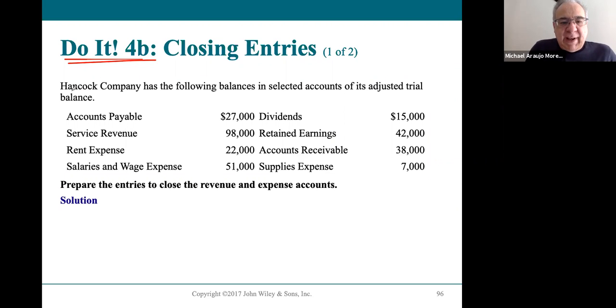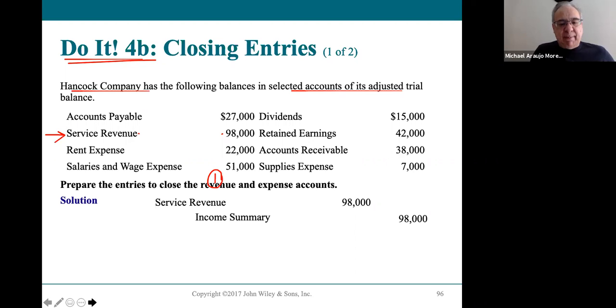So you have a company called Hancock, and they have some selected accounts on its adjusted trial balance here. And they want you to prepare the entries to close revenue. So the very first thing we want to do is close our revenue account. So we have to pick out our revenue account on this list. Service revenue is it. It has a $98,000 balance that if it's a revenue account, this is sitting on the credit side. So in order to close the account, we're going to have to debit the revenue account by that amount to close it. And we move that into income summary.